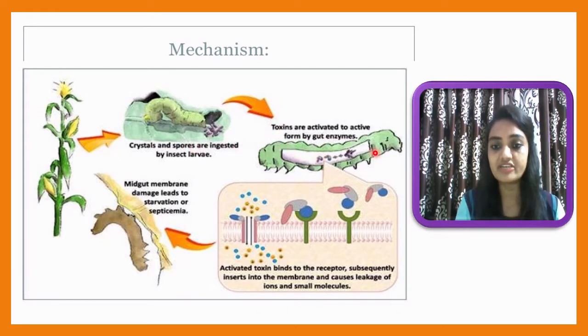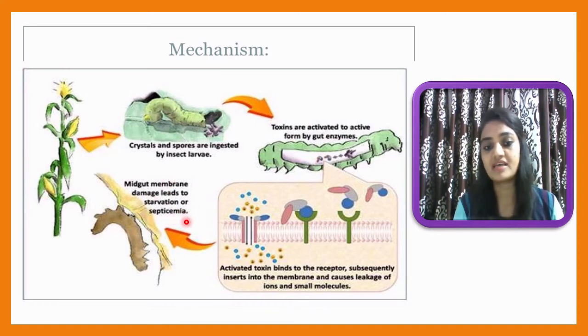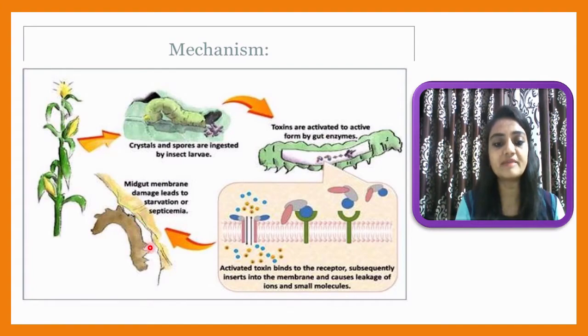is now activated. It will be received by the receptor present on the cells. As it is received, the activated toxin binds to the receptor, and subsequently the midgut membrane of the caterpillar is damaged, leading to starvation or septicemia, and as a result of that, the caterpillar will be killed.